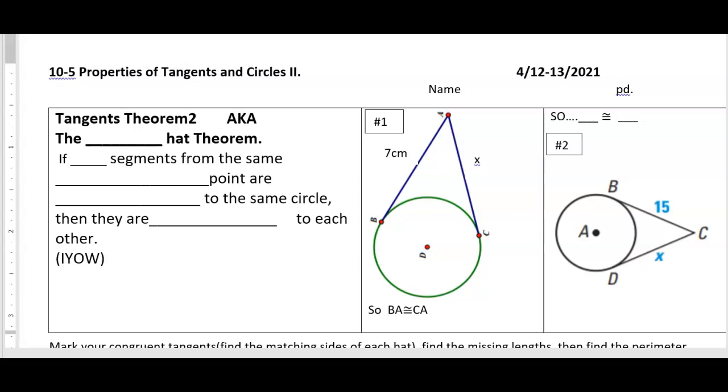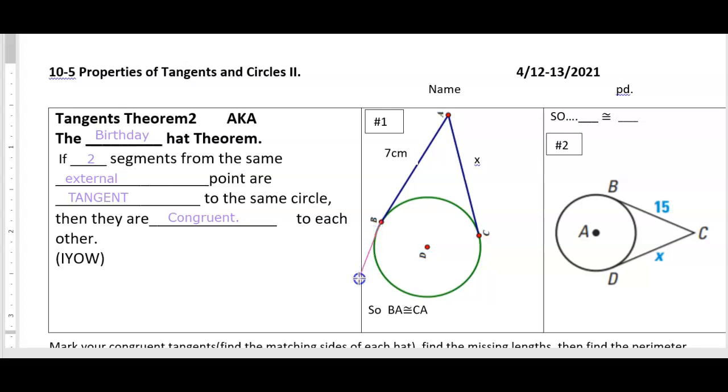Go ahead and print this paper out or download it so you can write on it for your notes, or take notes on paper. Okay, so practicing this theorem on number 1. It says if two segments from the same external point, so here's the external point and here are my two segments, are tangent to the same circle. Remember, tangent means it's a segment that touches the circle but does not go inside the circle.